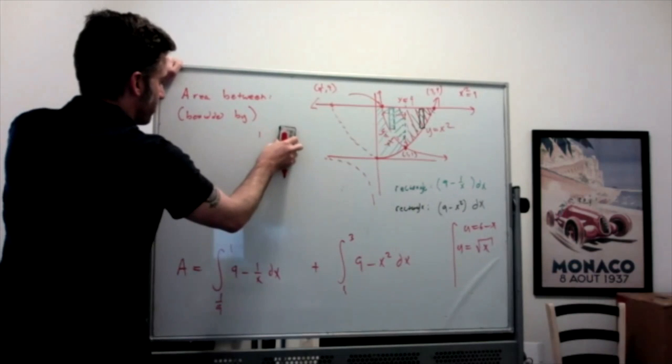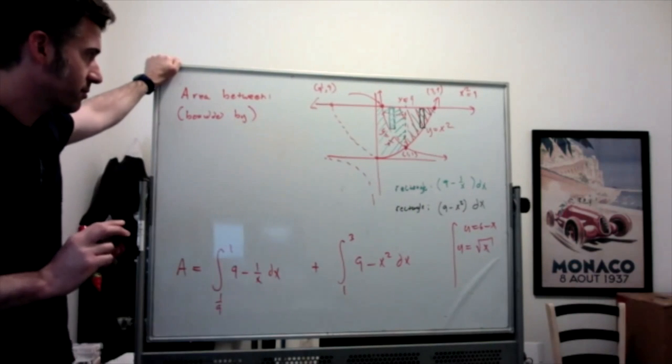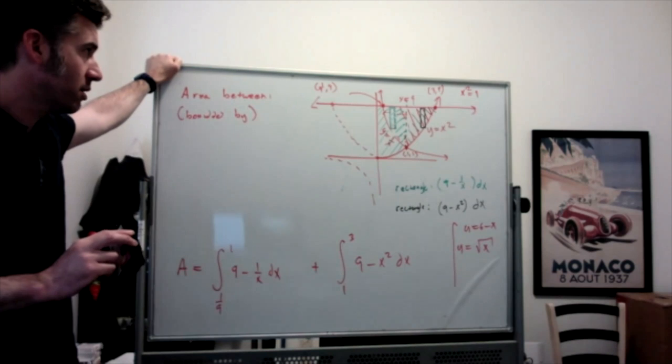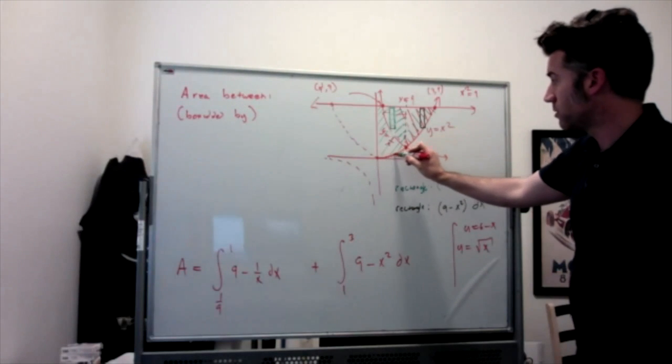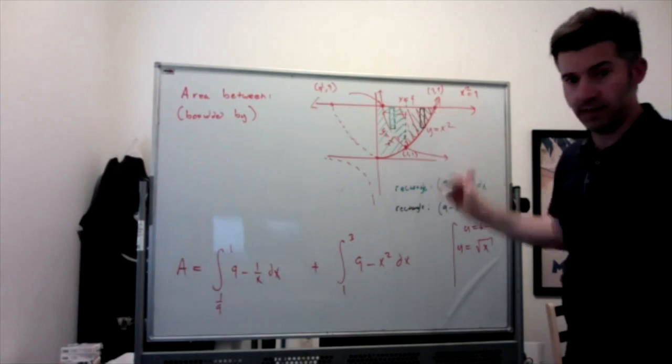Wait, James, I have a good question. Go ahead. How did you figure out the last point of integration, the 3? So I set this function, oh, x squared equal to 9. Right, exactly.